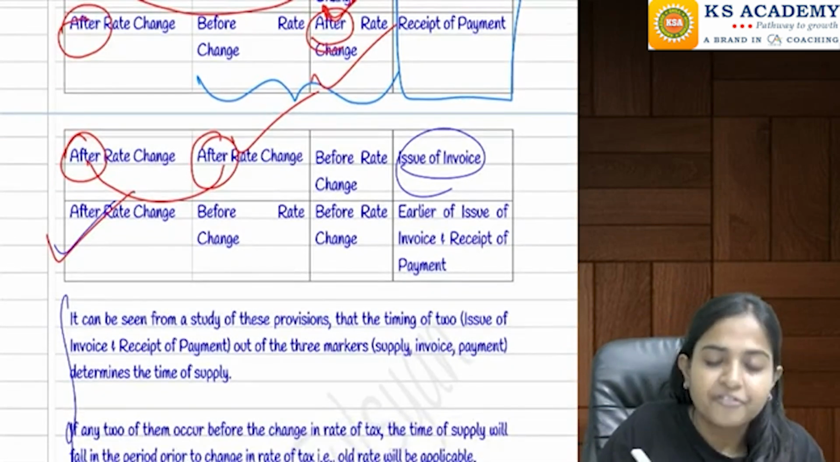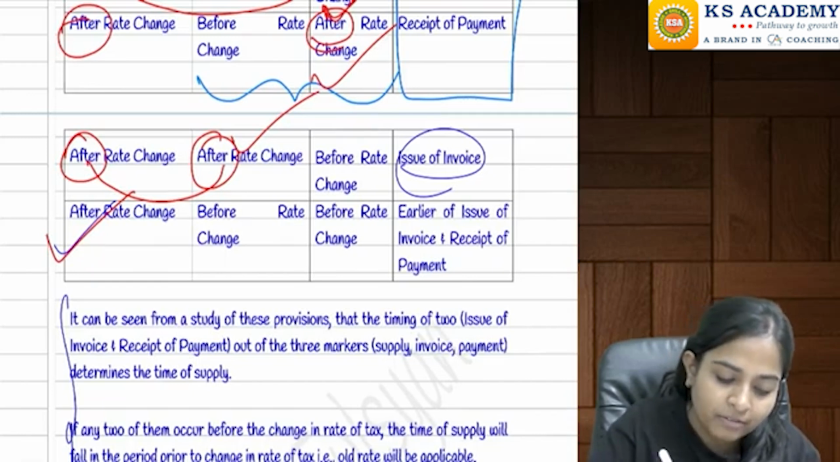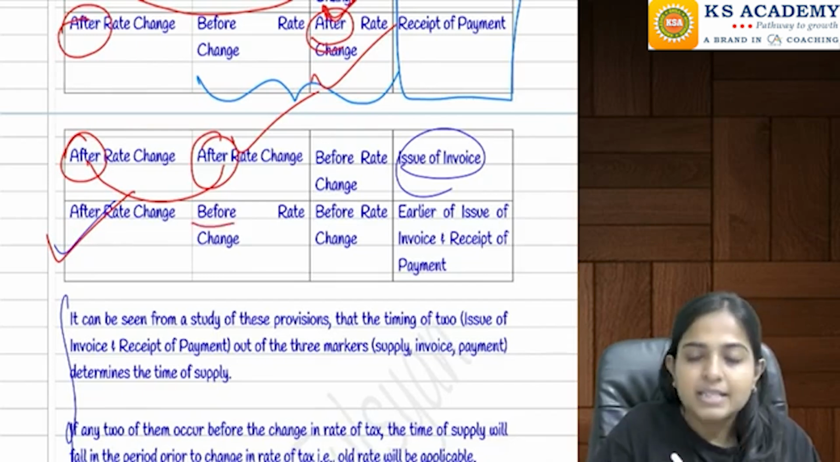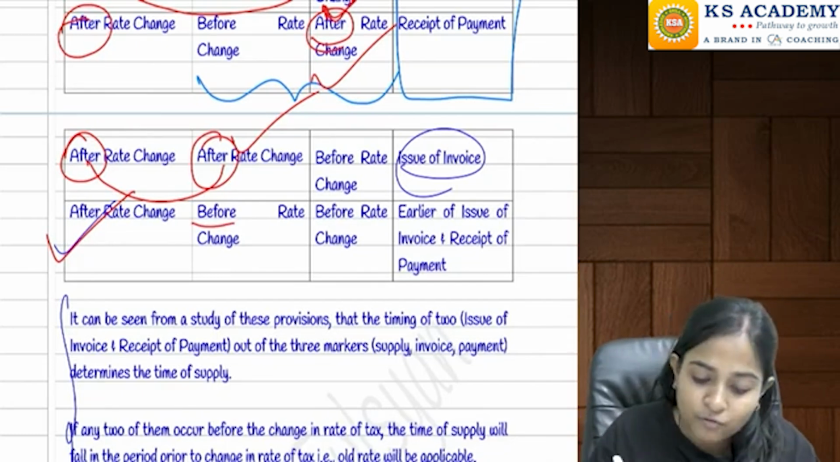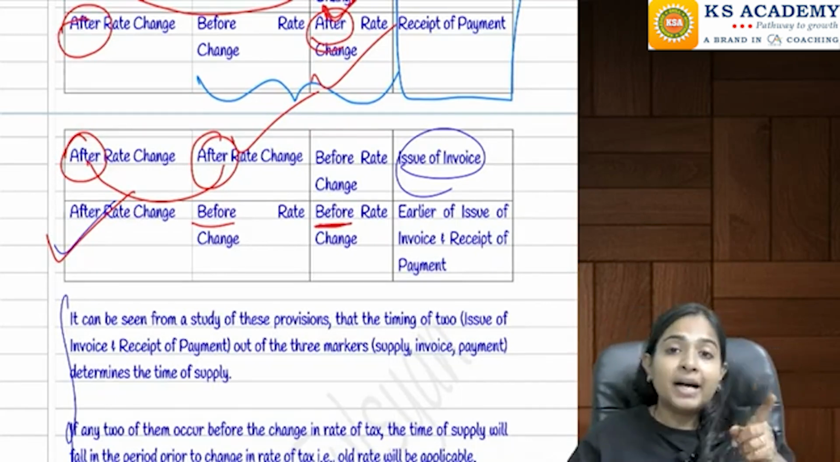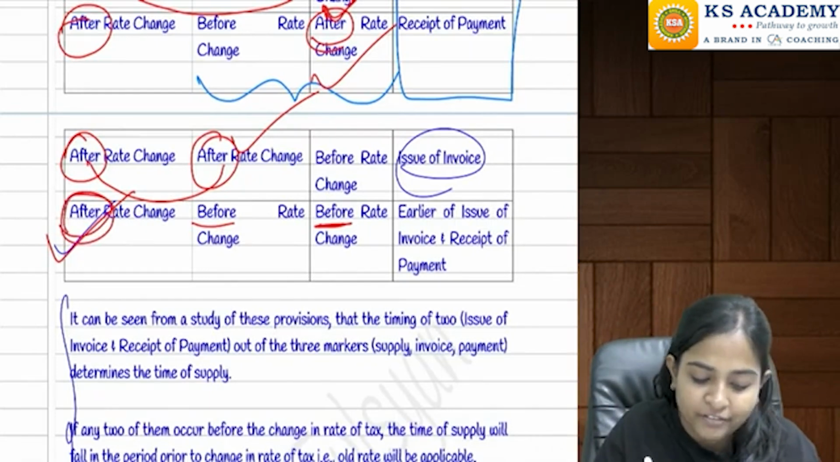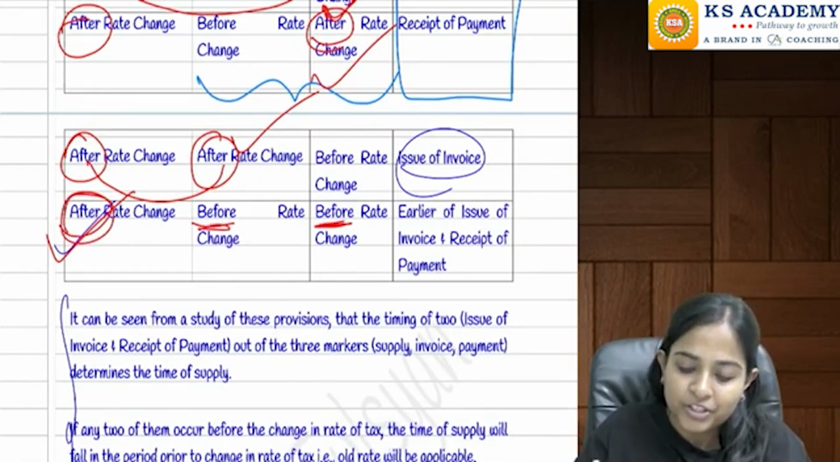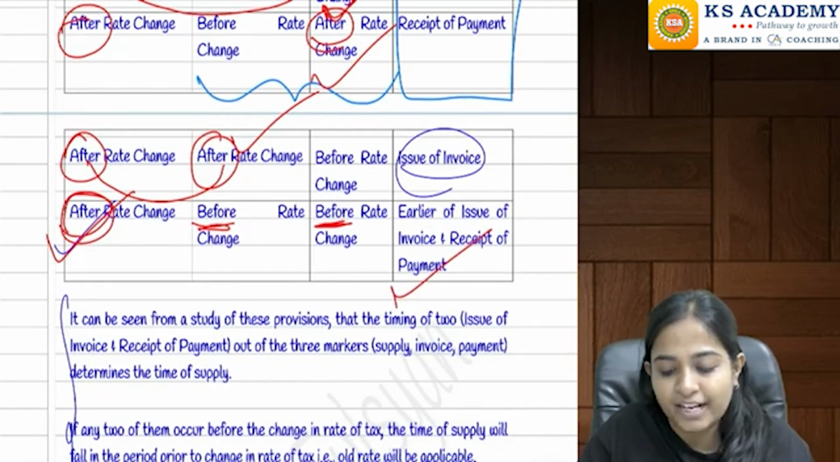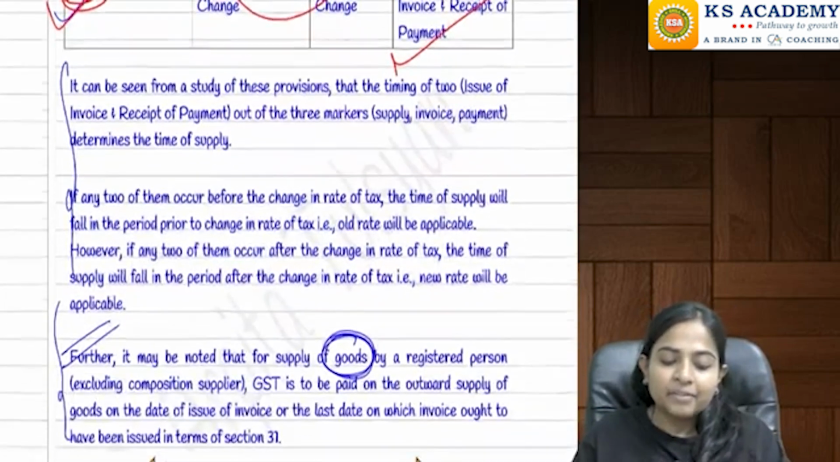Then after that, supply has happened after, but the invoice was issued before. Supply has happened after, invoice was before, and payment was also before, meaning everything was done before the rate change, but the supply actually happened later on. So can we say this is not matching with any of these two? So out of these two, whichever is earlier, and the old rate of tax will be applicable because these two are anyway earlier. Are you clear till here, everyone?